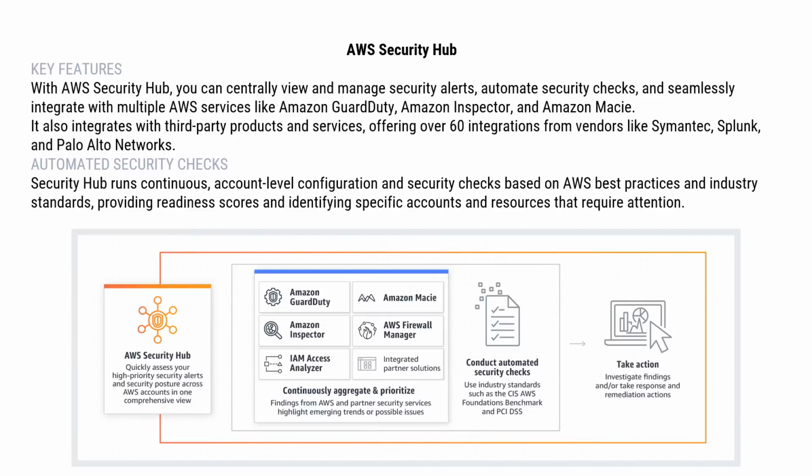Security Hub runs continuous account-level configuration and security checks based on AWS best practices and industry standards, providing readiness scores and identifying specific accounts and resources that require attention. So experience the ease of collecting, prioritizing, and remediating security findings with AWS Security Hub, your all-in-one security management solution.